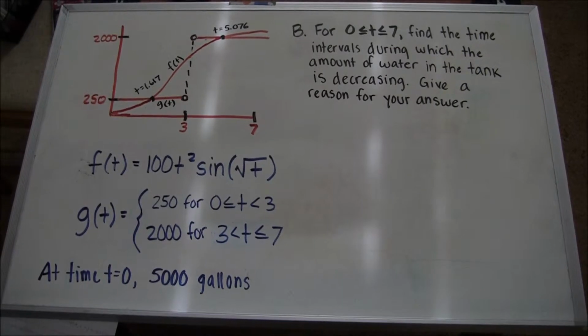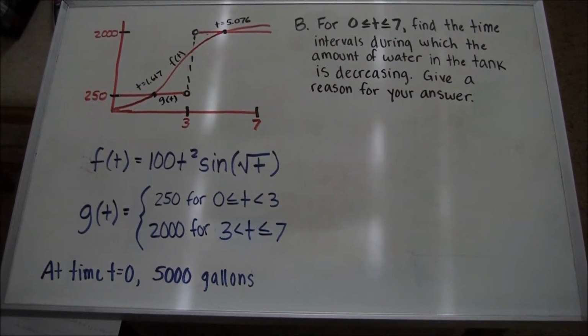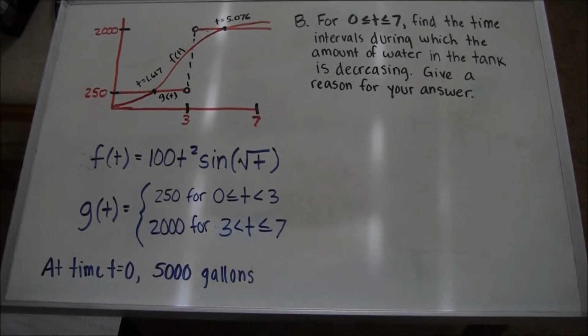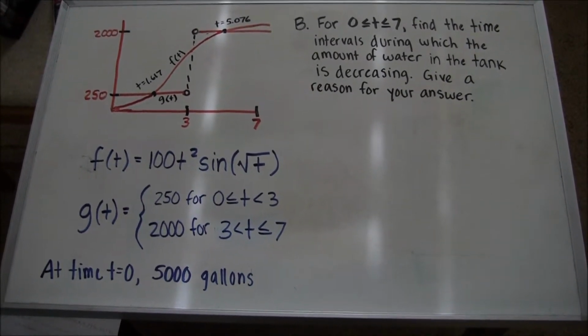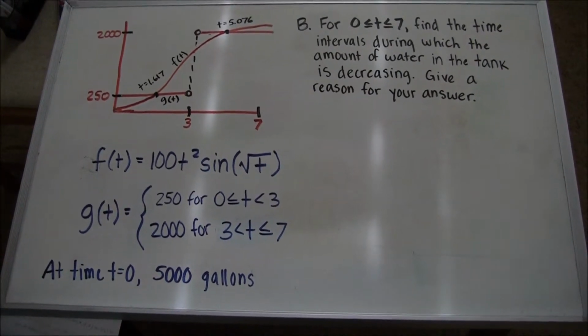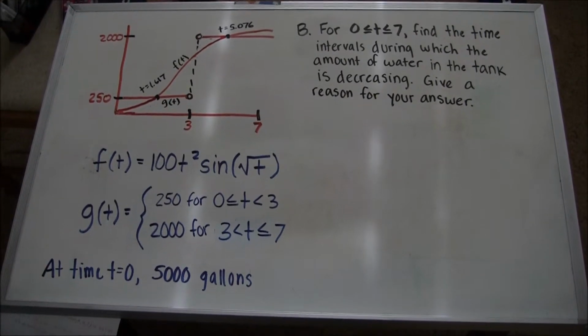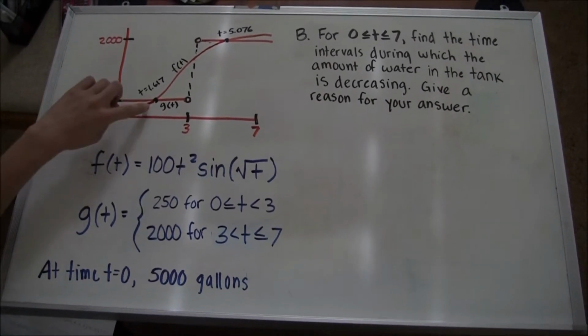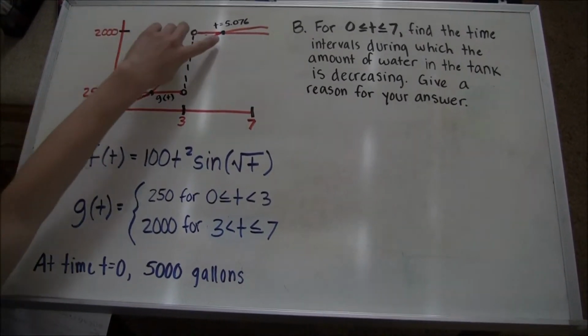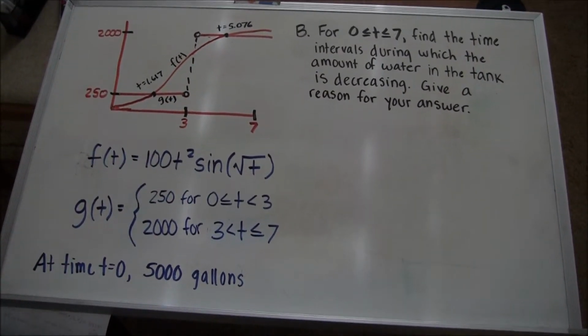For part B of this question, it states, for 0 to 7, find the time intervals during which the amount of water in the tank is decreasing. Give a reason for each answer. So consider the graph we were provided. Notice that the graphs of f and g intersect at t equals 1.617 and t equals 5.076, which was provided to us at the beginning of the problem.